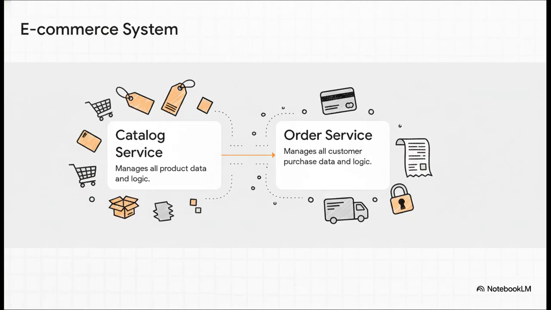Let's make this real with an e-commerce system, a big online store. Instead of having everything in one giant project, we can split it. For example, we could create a catalog service that does one thing and one thing only, manage products. Then, we have a completely separate order service to handle all the customer purchases. Each one becomes its own little world, which makes them so much easier to work on, to test, and to roll out updates for without bringing the whole site down.